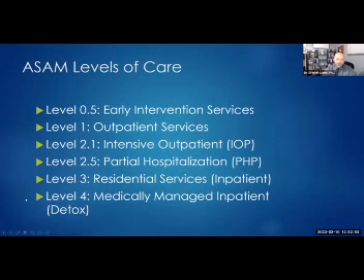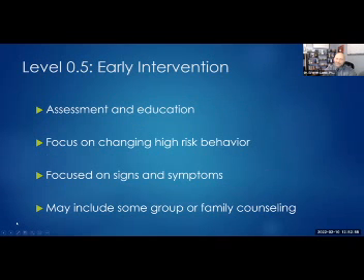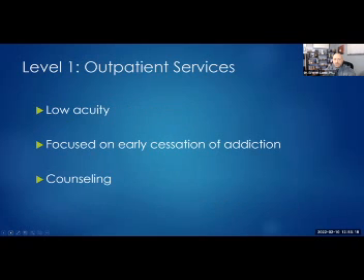So let's take a quick look through these levels of care. 0.5 is rare. You will almost never see it. This is early intervention. This is the groups in schools where someone's caught using substances in school and gets sent for assessment and education. It's focused on changing the high-risk behavior, focused on identifying signs and symptoms for them. It might include some group or family counseling, but it's primarily psychoeducational.